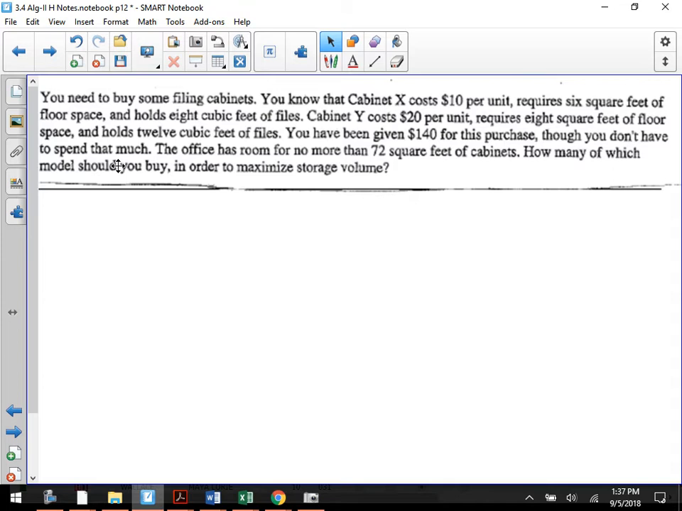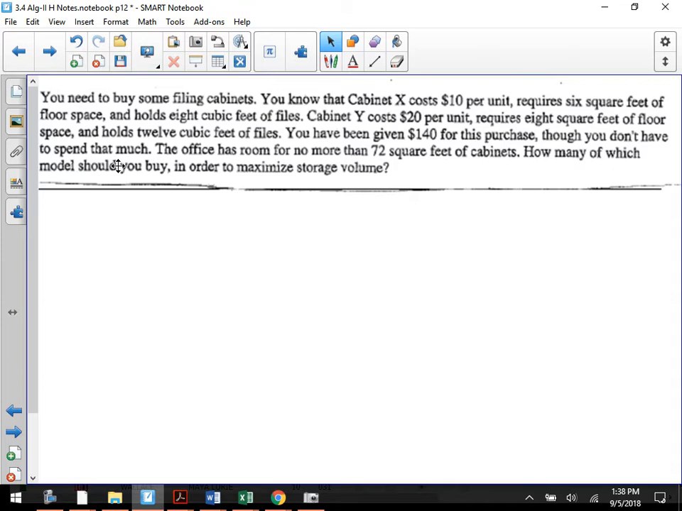The way that I always like to do these is to read the question and identify what your objective is first. Then you go back and figure out what other info you had. As we read this one, it says you want to buy some filing cabinets. Cabinet X is $10 a unit, requires 6 feet of floor space, and holds 8 cubic feet of files. 3 things: money, floor space, volume. Cabinet Y, cost, there it is again, money, $20, 8 square feet of floor space, and holds 12 cubic feet of files.